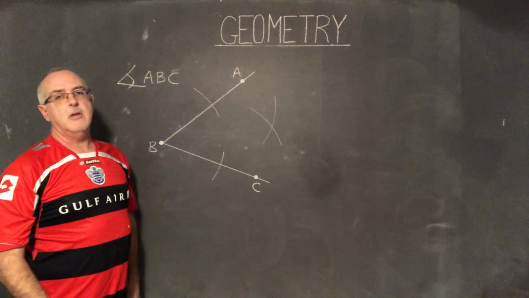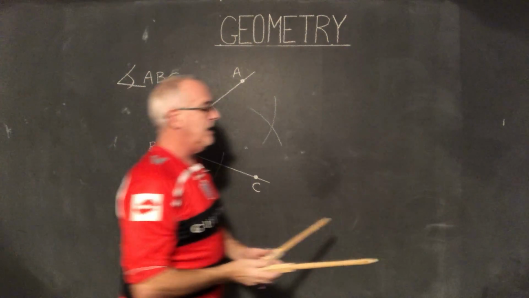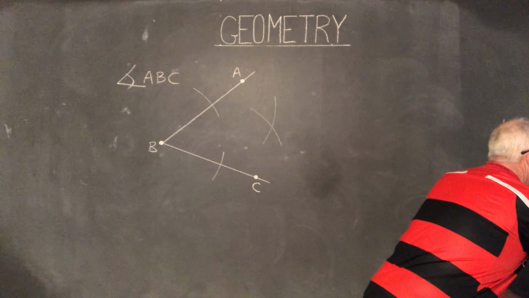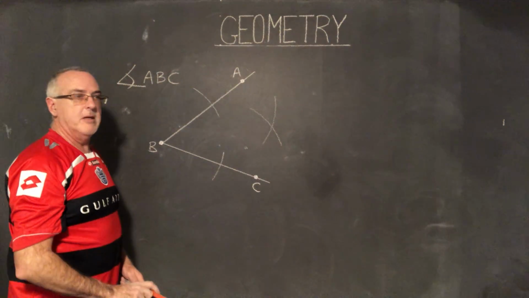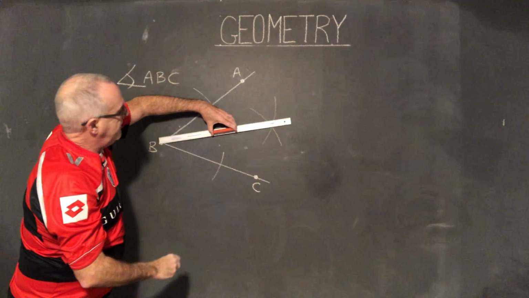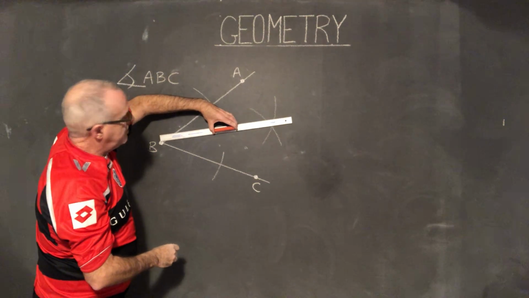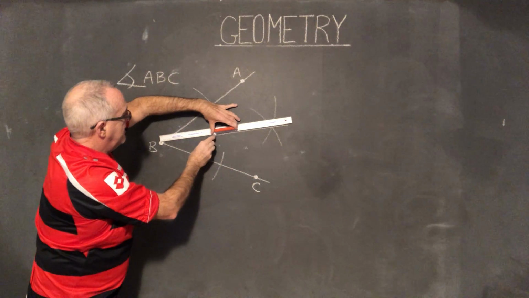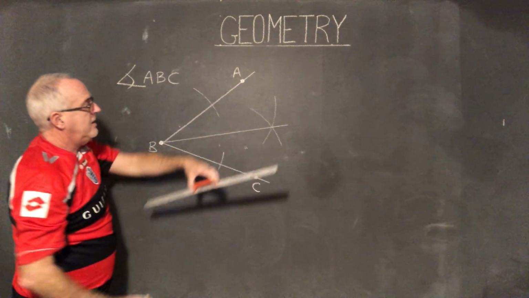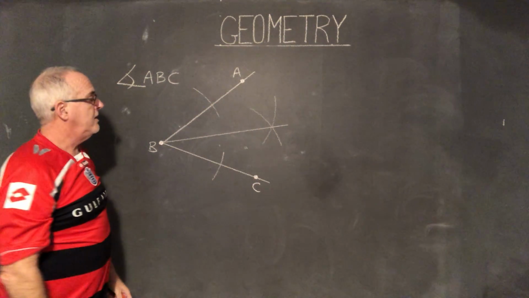This is actually so easy. It's fun because it's easy. Because where these two arcs crossed, where my third and fourth arcs from this drawing cross, if I draw a line between vertex B and that point of intersection, I have bisected the angle.